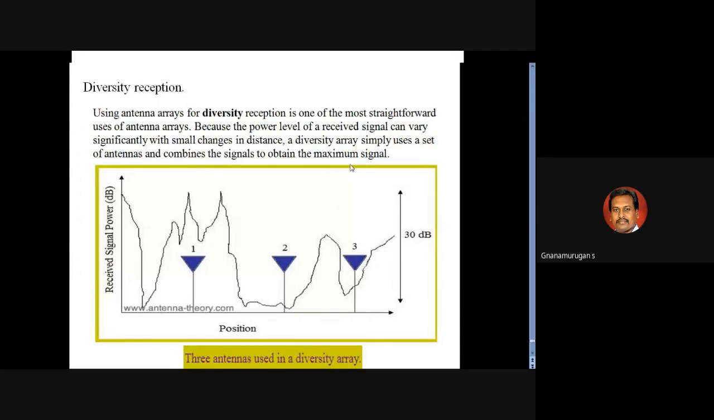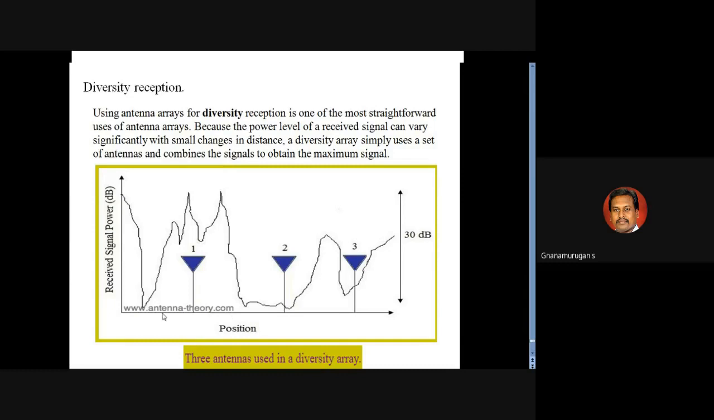So diversity of the reception antenna is used with the antenna array. In this diagram, 3 antennas are used in the diversity array: antenna 1, antenna 2, and antenna 3. These 3 antennas vary the signal range from 0 to 30 decibel, for the position and the received signal power in decibel.